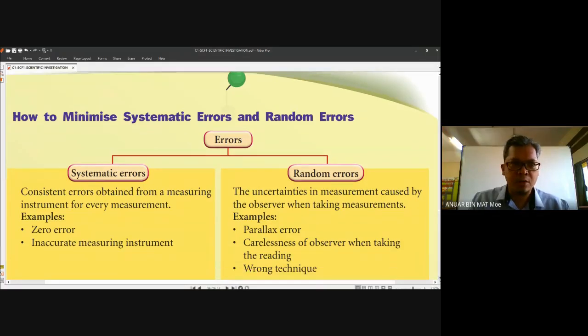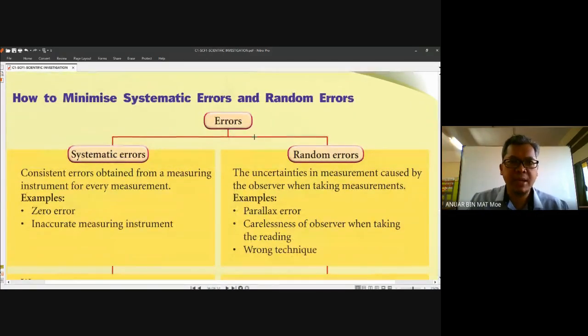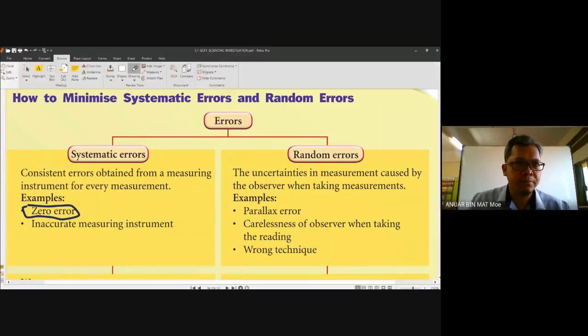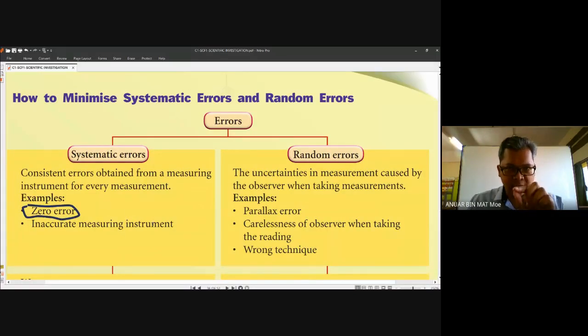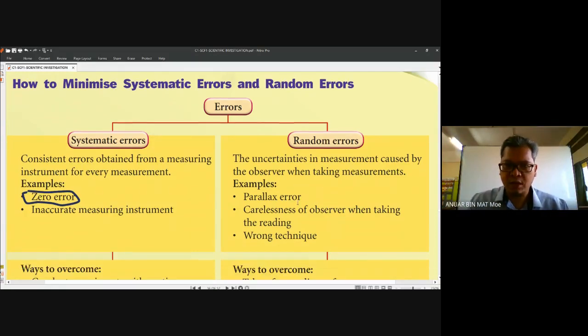Okay, how to minimize systematic error and random error. Systematic error, if you still remember, is the zero error. So you need to adjust the adjustment button on the instrument. For example, the needle needs to be at the 0, right? And then random error, we call it parallax error.